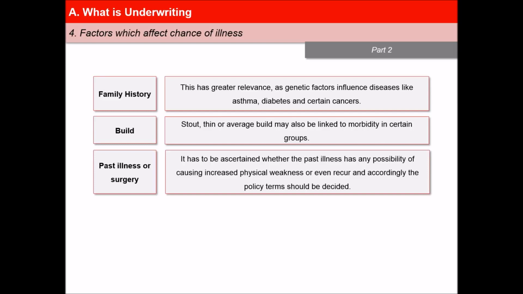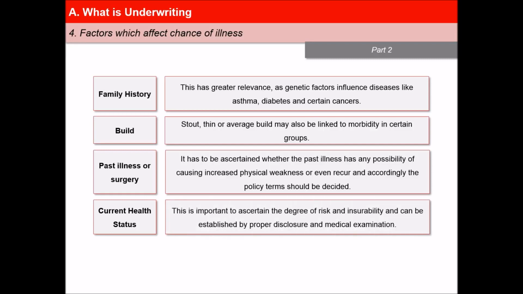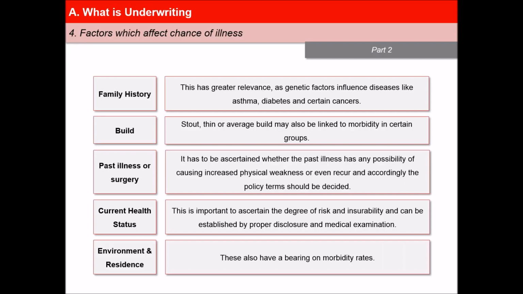Eighth, current health status. It is important to ascertain the degree of risk and insurability that can be established by proper disclosure and medical examination. And ninth, environment and residence. These also have a bearing on morbidity rates.